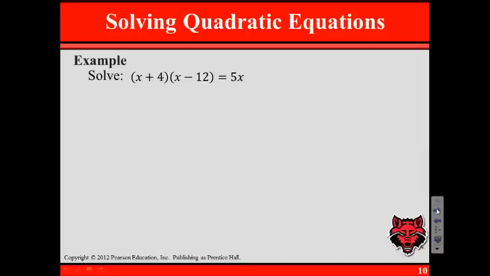We want to solve x plus 4 times x minus 12 equals 5x. Before we can write the equation in standard form, we have to simplify the left-hand side. We do so by foiling. So we draw our FOIL arrows: first, outer, inner, and last.